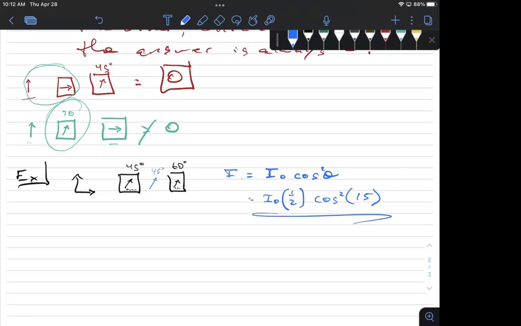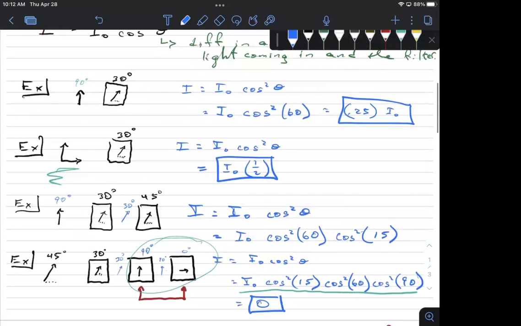So note, even though I have two filters, since the light initially was unpolarized, the first filter does not get a cosine squared. Instead, that cosine squared is just 1/2. But every filter after that, we do need a cosine squared theta because now the light is polarized. Okay, so just be careful about that.